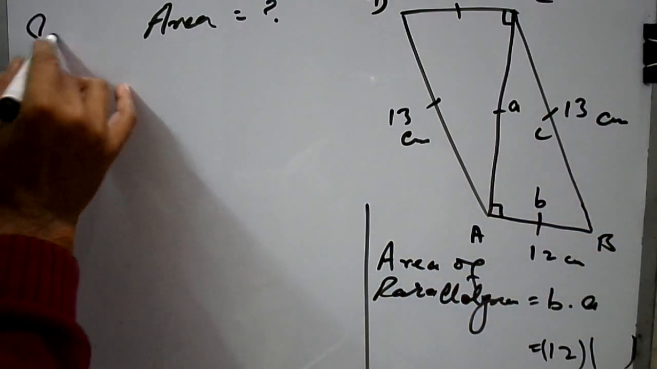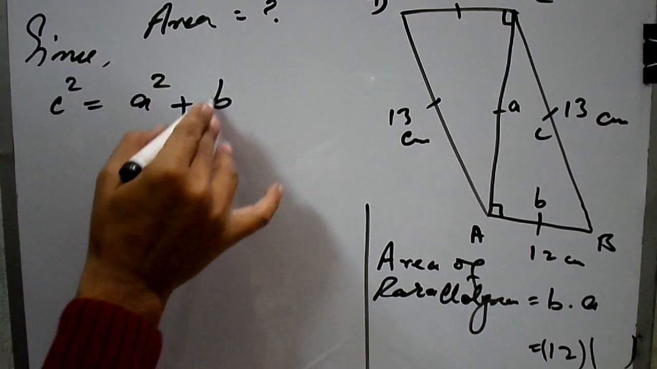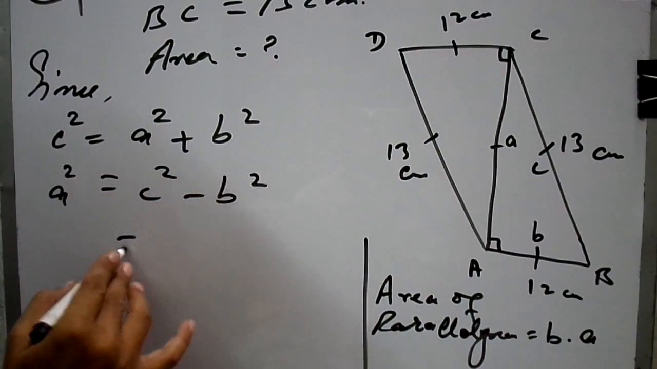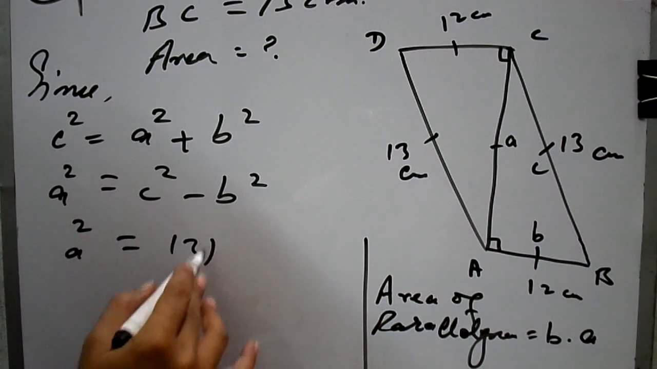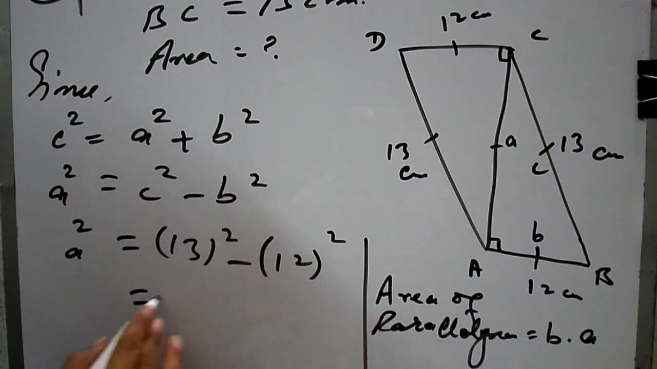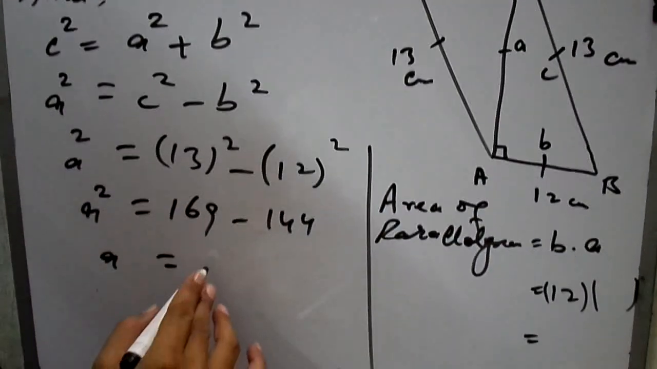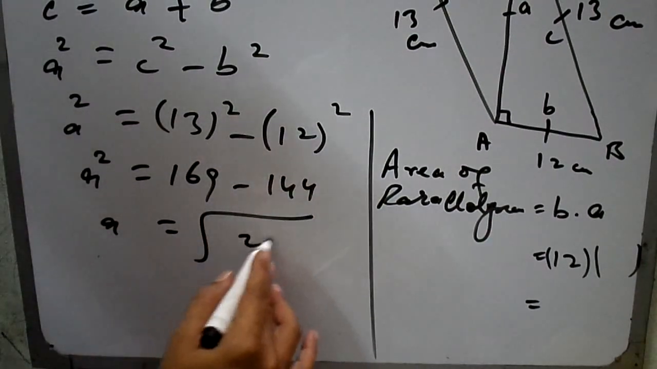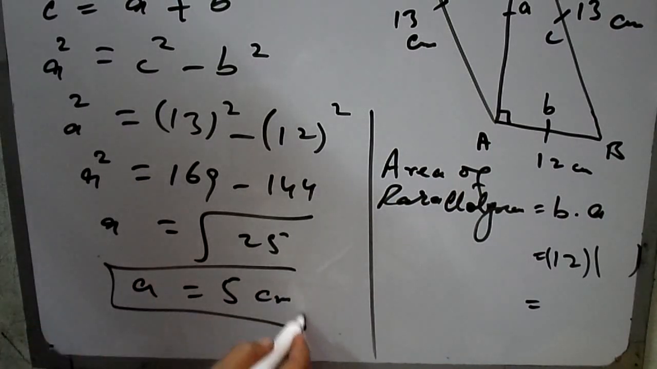By Pythagoras theorem, C square is equal to A square plus B square, and you need the value of A. So A square is equal to C square minus B square. Putting the values, the value of C is 13 square and the value of B is 12 square. So that is 169 minus 144. So the value of A is under root, you subtract, and you will get 25. So the value of A is 5 centimeter. So the value of altitude is 5.